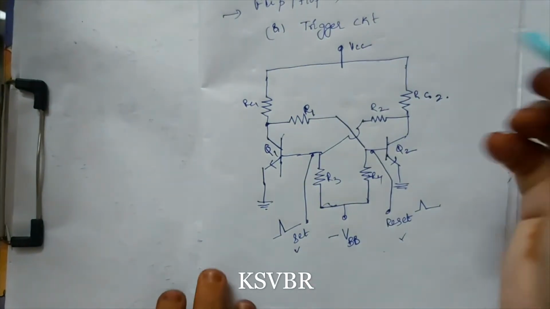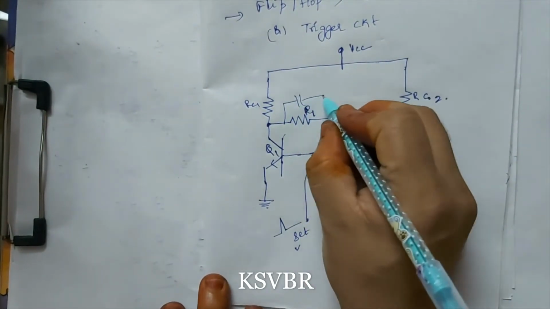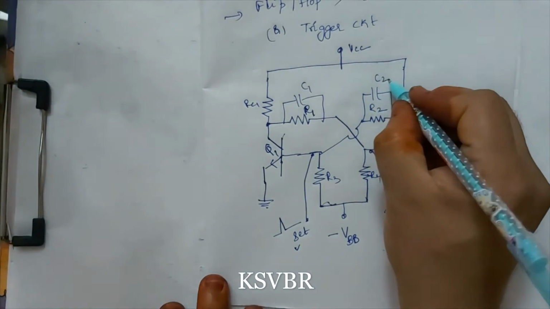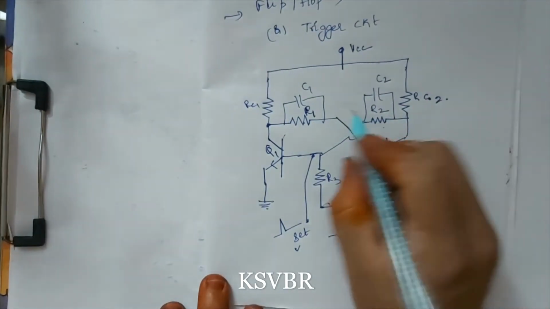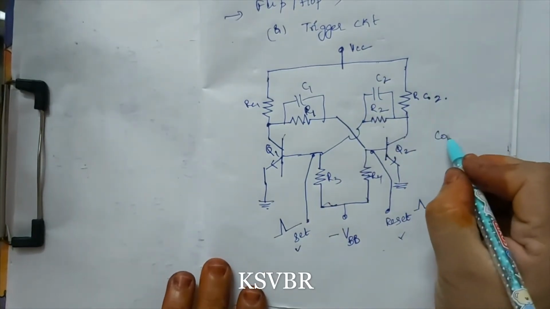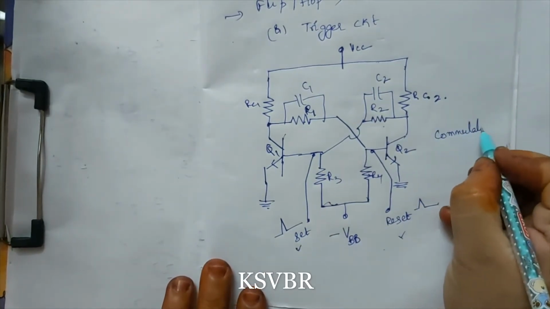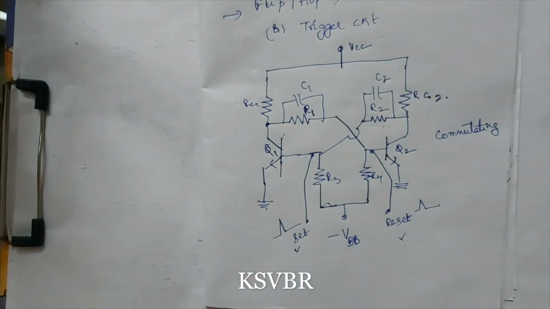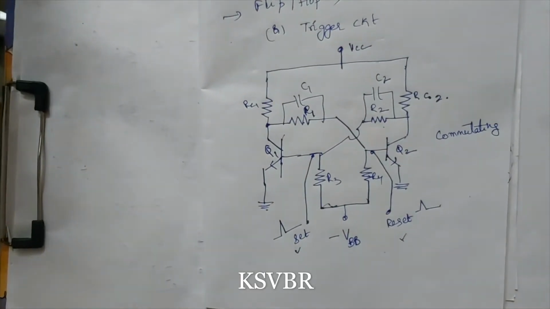And here these are resistances R1 and R2. To speed up the process, we have to take two capacitors across the resistances R1 and R2. These capacitors are called speed up capacitors or commutating capacitors. This is the circuit diagram of the bistable multivibrator. We have two inputs, set input and reset input, and then we move to operation. First we have to describe the circuit.